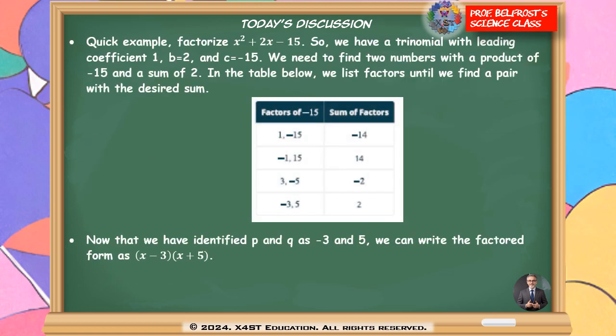Here is a quick example. Factorize x squared plus 2x minus 15. We have a trinomial with leading coefficient 1, b is 2, c is minus 15. So we need to find two numbers with a product of minus 15 and a sum of 2. Here's the table that I have provided. We need to find a pair with the desired sum. Now that we have identified p and q as minus 3 and 5, we can write the factors as (x minus 3)(x plus 5).